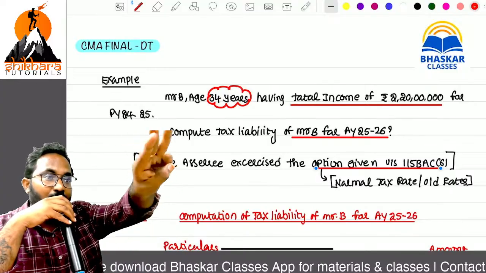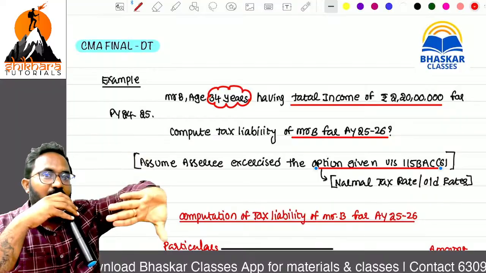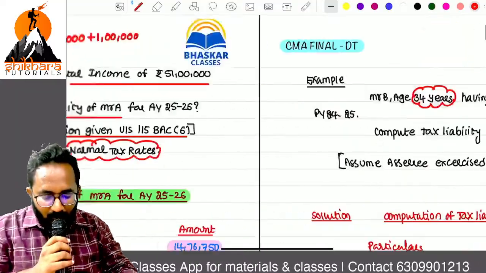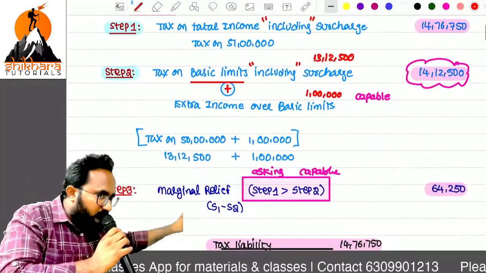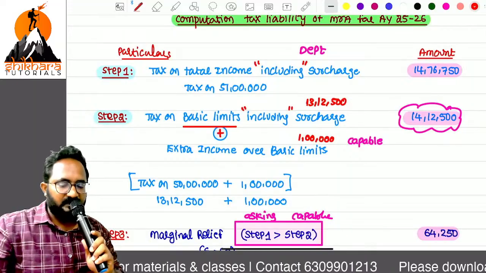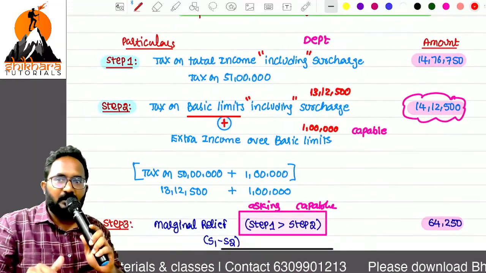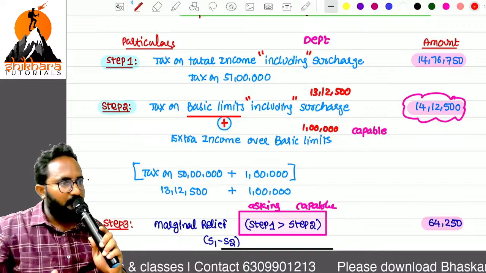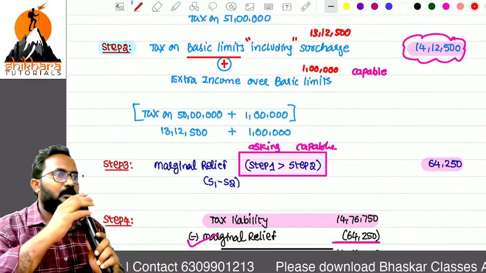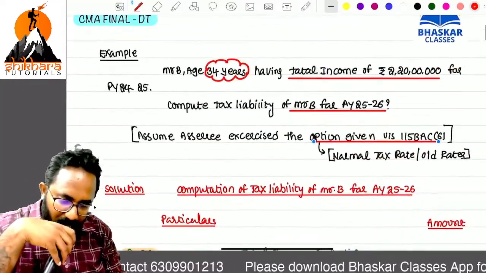If you have earned more than the basic limit, directly you can solve the problem by using the tax liability only. But solve by using what? These 4 steps. First step is what? Tax on total income including surcharge. Second, tax on basic limit including surcharge and excess income over the basic limit. Next one, reduce marginal relief.